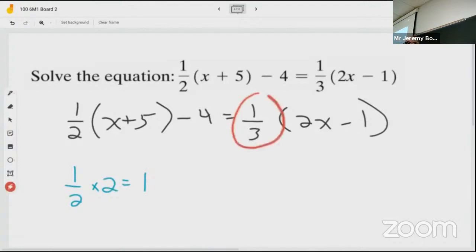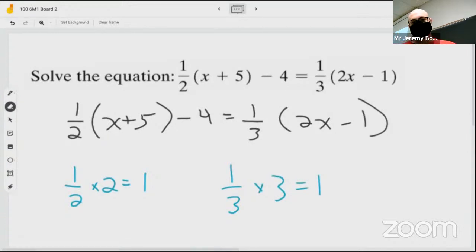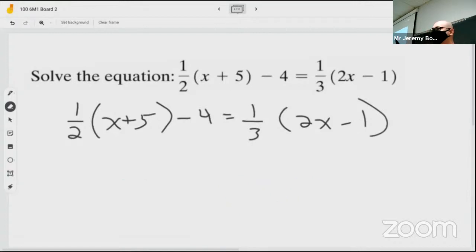If I wanted to get rid of the 1/3, what would I have to multiply by? 3. And that's because 1/3 times 3 is equal to 1. Okay? But if I want to multiply both sides by the same thing, I can't multiply the left-hand side by 2 and the right-hand side by 3. My sides won't be equal anymore. Is there something I can multiply both sides by that'll get rid of both of those? A 6. And why a 6?